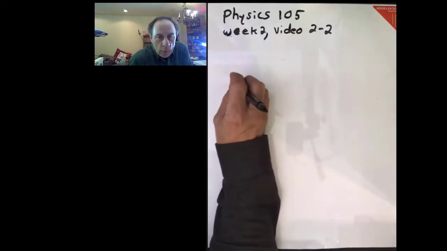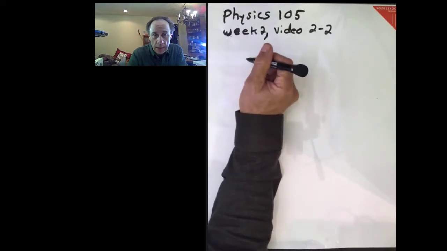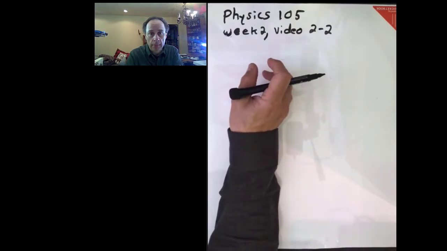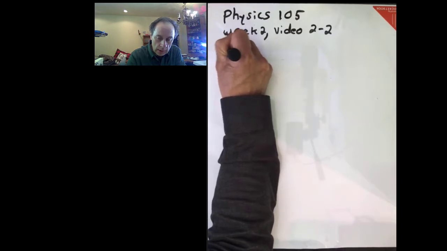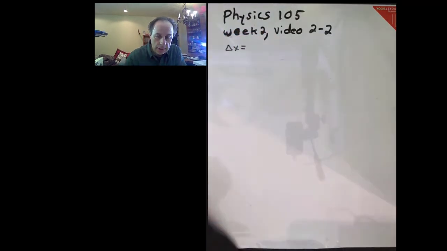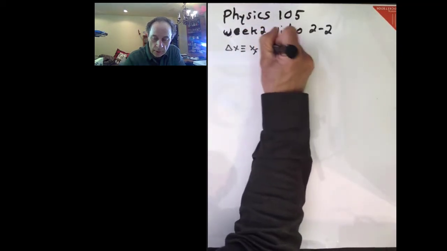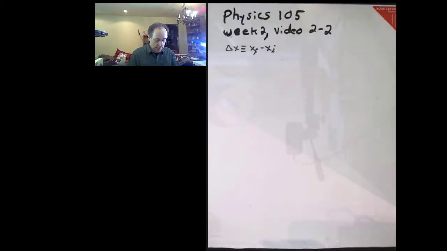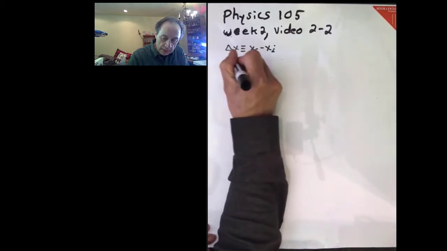Last time we dealt with displacement, change in place, and how that's different from the distance traveled. Right? Displacement was a change in a distance that we define as a final point minus an initial point. We're going to take that a step farther today with the definition of velocity.